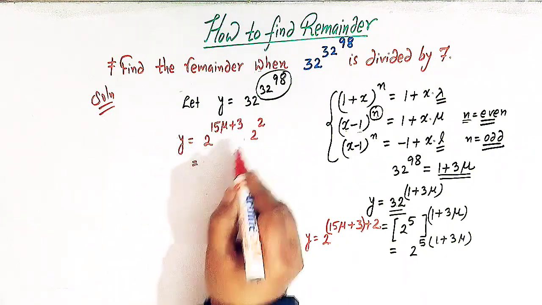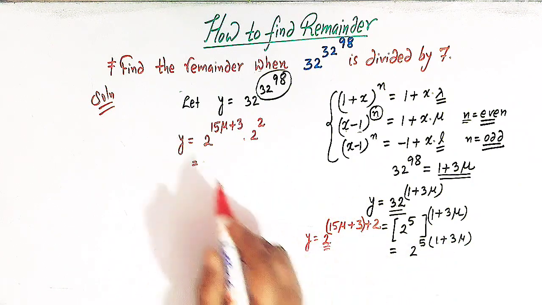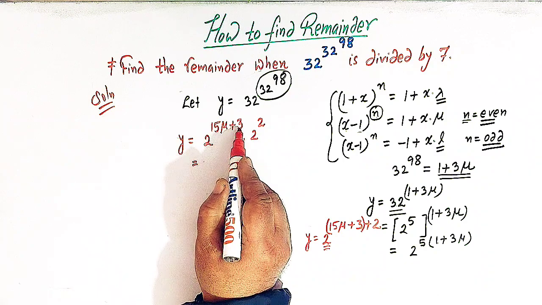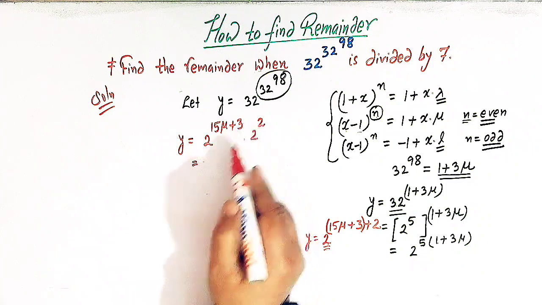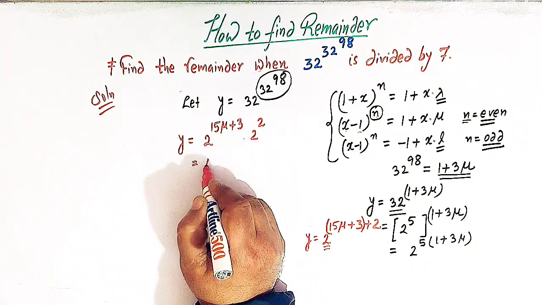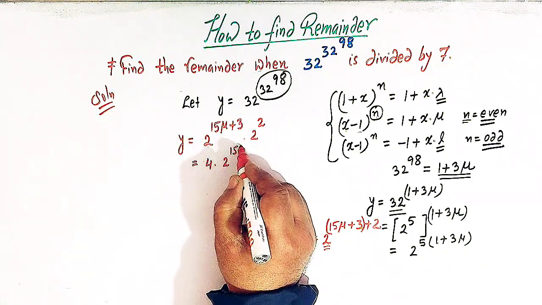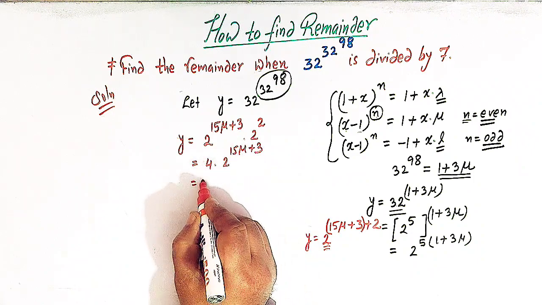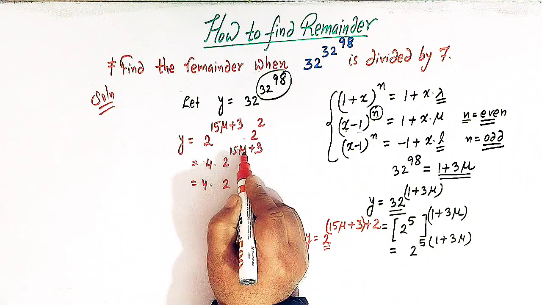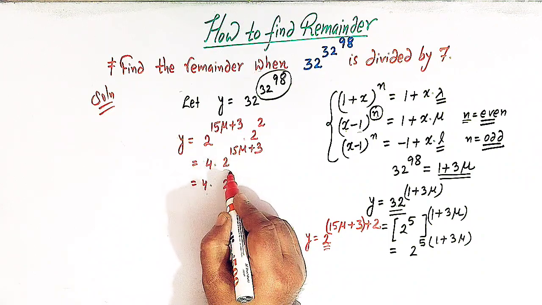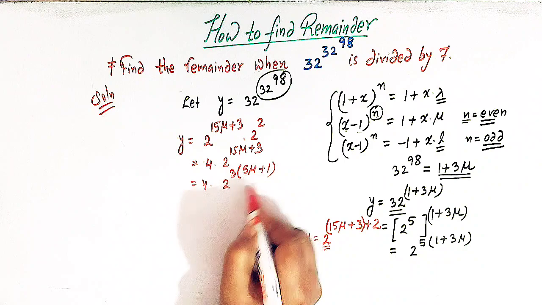So here we have again used the laws of exponents, and because the base is same here, so we can write 2 raised to 15 mu plus 3, and here we have 2 square, right? Now this 2 square can be written as 4, so we can write it here. So 4, then we have 2 raised to 15 mu plus 3. Now let us take 3 common here. 15 mu plus 3, we can take 3 common. So we have 3 times 5 mu plus 1, right?